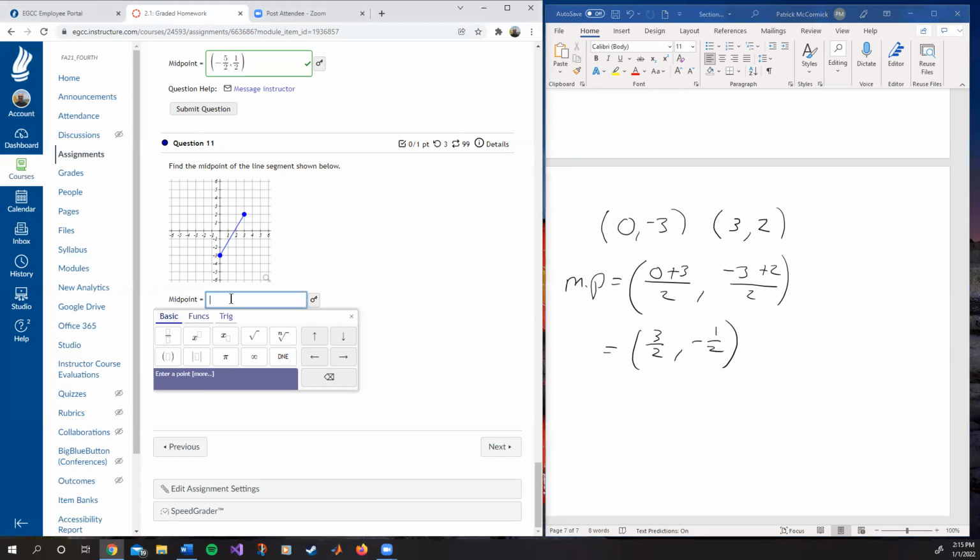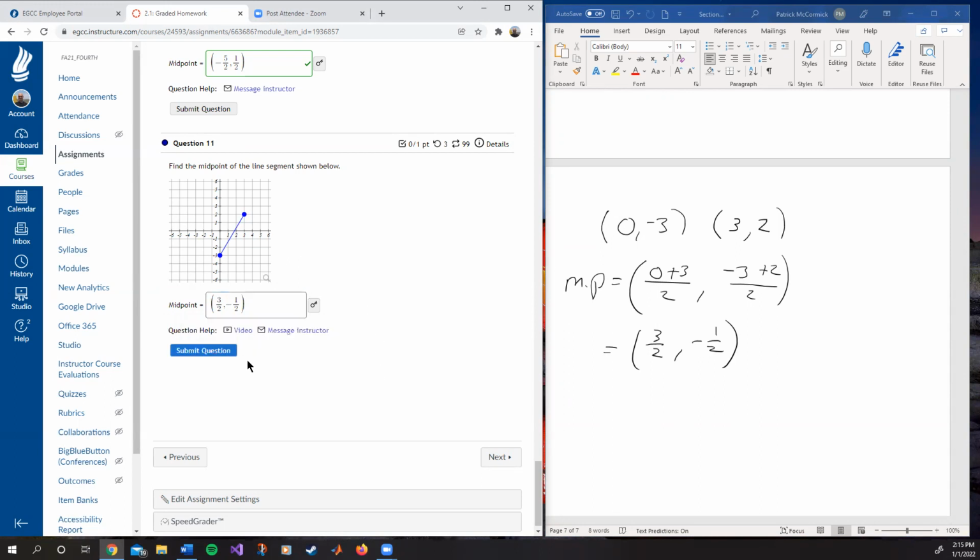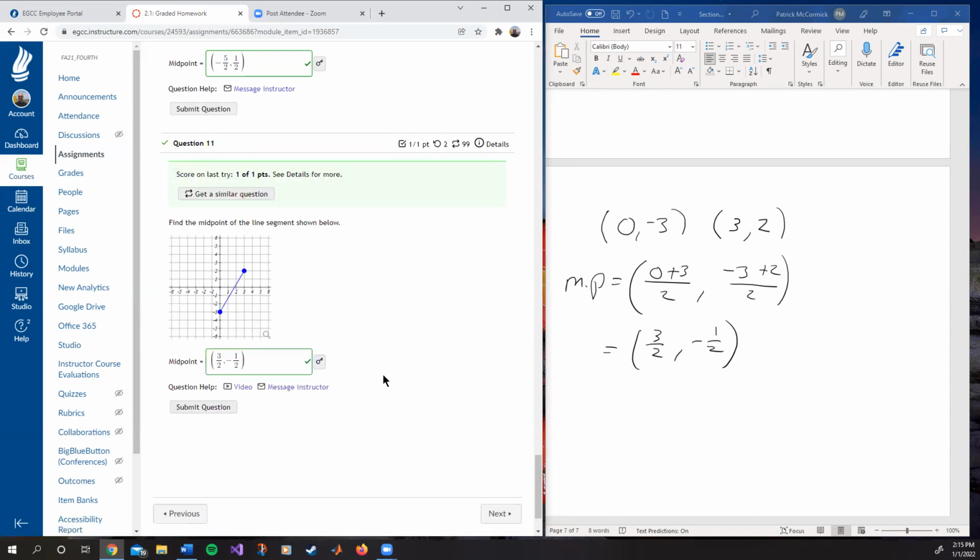So again, just be sure you put it in coordinate point. You got to put it in parentheses and then 3 halves. So use the fraction tool. 3 halves, comma, negative 1/2. Close the parentheses, check your work real quick, and there we go.